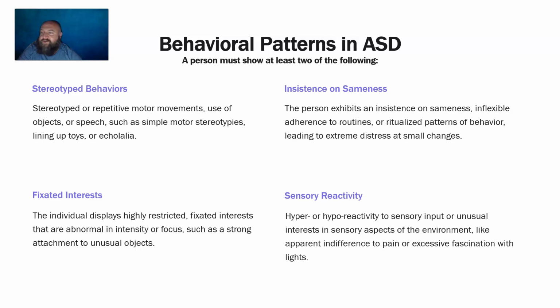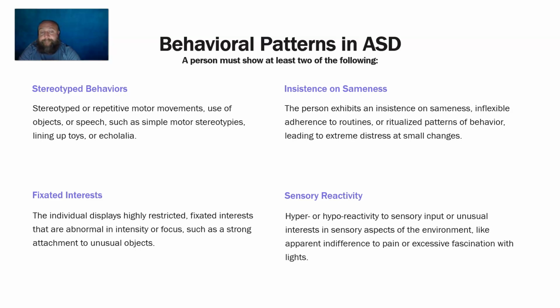Fixated interest, I mentioned one, right? Kids playing on the playground, maybe Legos. Legos seems to be a really common fixated interest for a lot of young children with ASD. And then the fourth possible component of this behavioral pattern under criterion B in the DSM is sensory reactivity. So hyper or hypo reactivity to sensory input or unusual interests in sensory aspects of the environment.